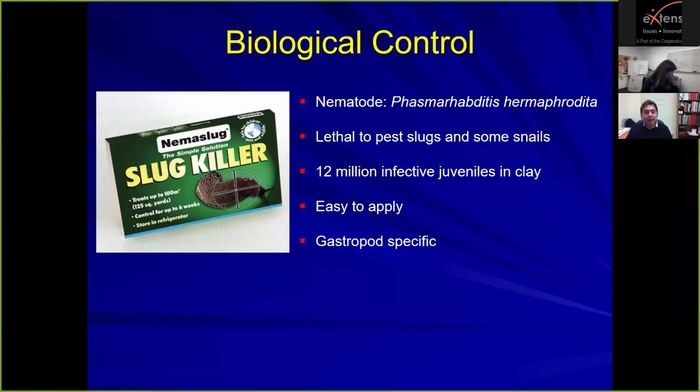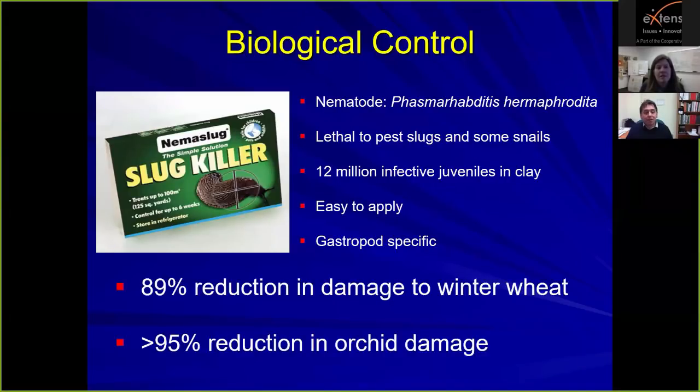The nice thing about Nemaslug is that it is only lethal to slugs and snails, and it can be very, very effective. For example, in the United Kingdom, slug damage to winter wheat can be reduced by up to 89%, and in the Netherlands, gastropod damage to orchids can be reduced consistently by over 95% when this product is used. So some of you are probably wondering, where can you get your hands on some of this stuff?